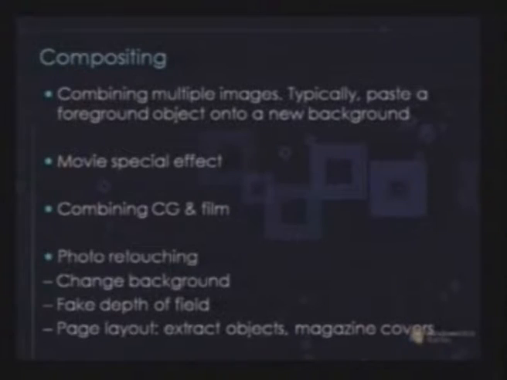Page layouts, extracting objects, making magazine covers, print, and a lot of stuff like hoardings and brochures, where you have graphics and along with that you have characters, actors who have been performing, and you just blend them together and merge them. That again we cover in photo retouching. So this is basically all that compositing is made up of.